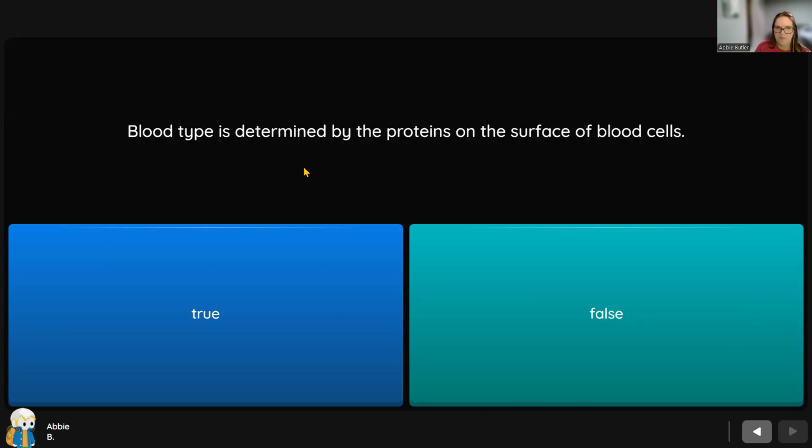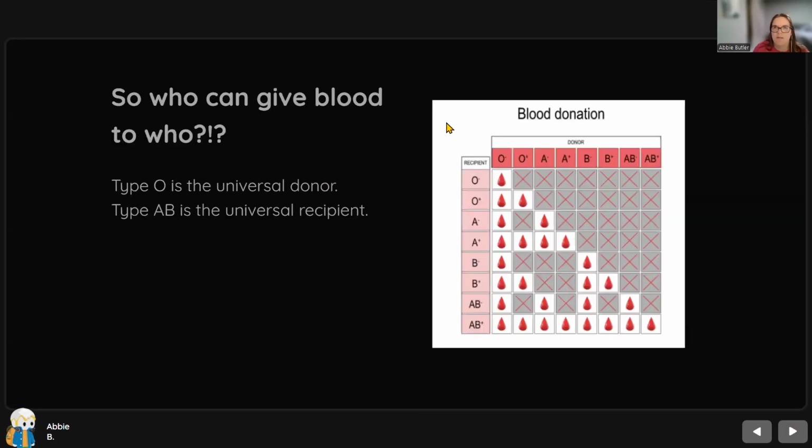A couple multiple choice questions. This chart's nice because it shows you who can donate and who can receive blood, giving you that visual. So donations are going down. O negative can donate to everybody. But O positive can only donate to the positive blood types. And then when you're receiving blood, it's going across.